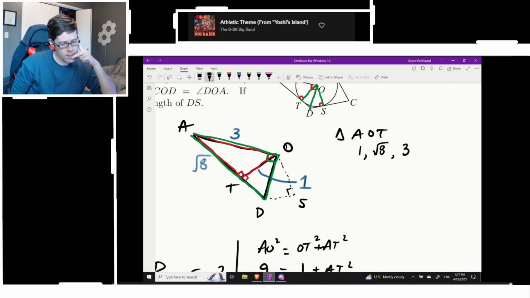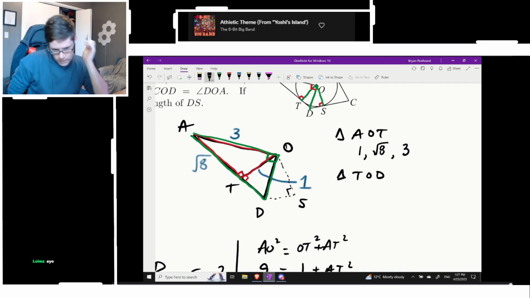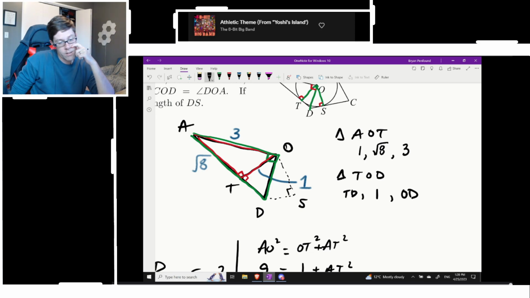So if triangle AOT has this order, 1, root 8, and 3, is it possible for us to do some division and figure out what the ratio of TOD should look like? I think we can do this. Now, the smallest side length is going to be TD. That's what we're looking for. The next side length we need is 1, and then the biggest side length is going to be OD. So I think if we take AOT and divide everything by root 8, is that how similar triangles work?